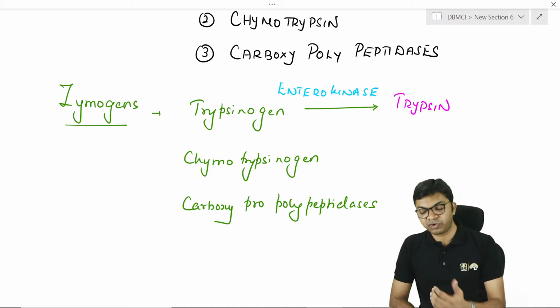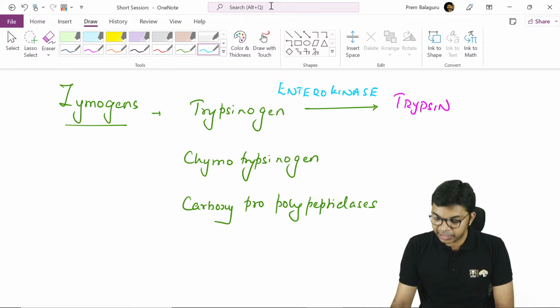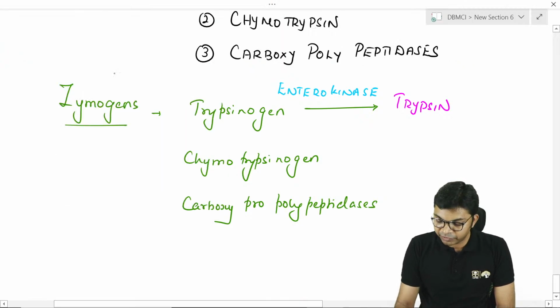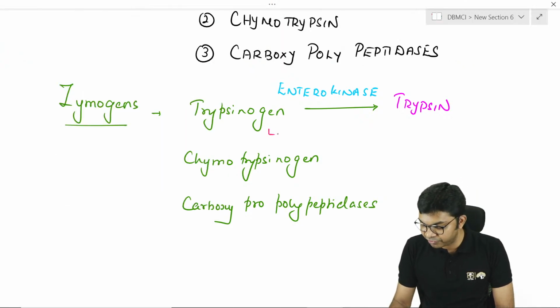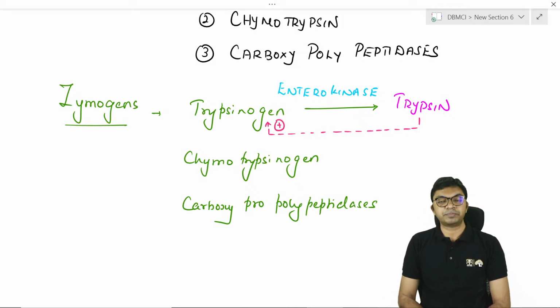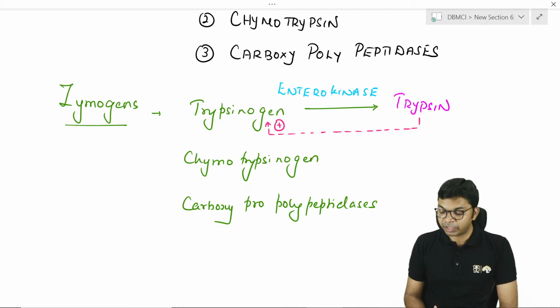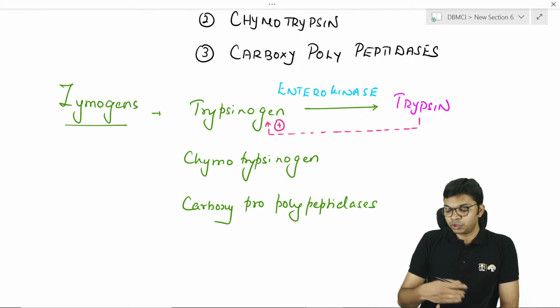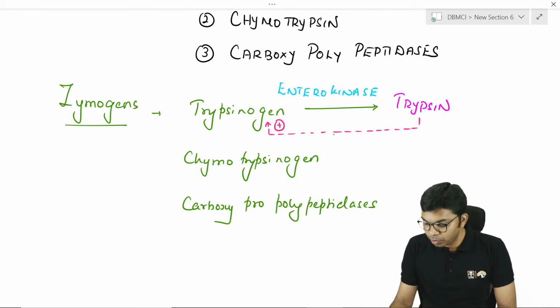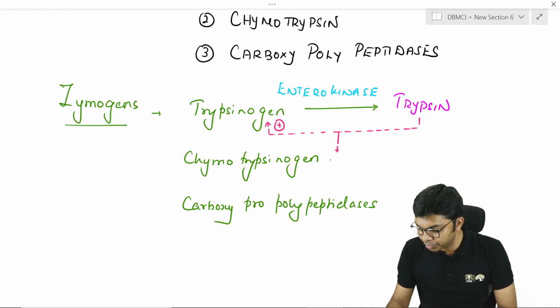Once trypsin is formed, trypsin is a very versatile enzyme. Trypsin does have an excitatory action on itself. Trypsin keeps activating more trypsinogen to get converted to trypsin, doctors. So trypsin is such a versatile enzyme. Apart from activating the inactive trypsinogen to trypsin, it is also involved in activating chymotrypsinogen to chymotrypsin.